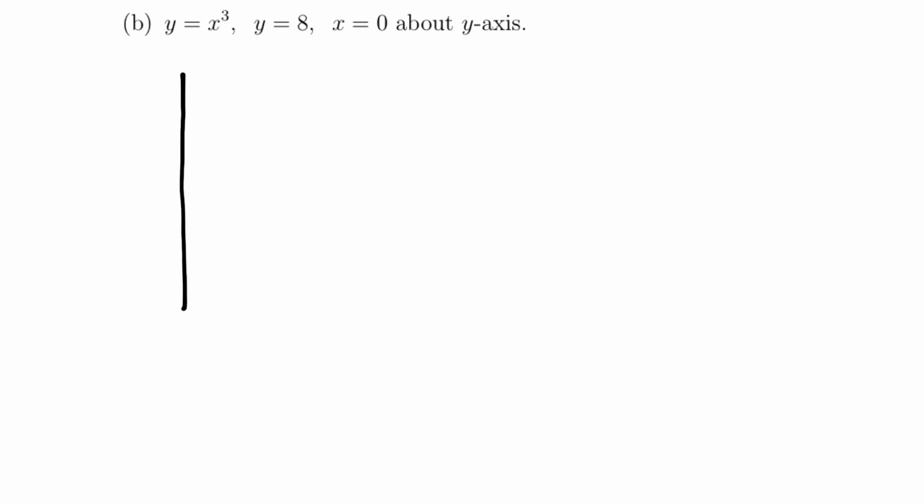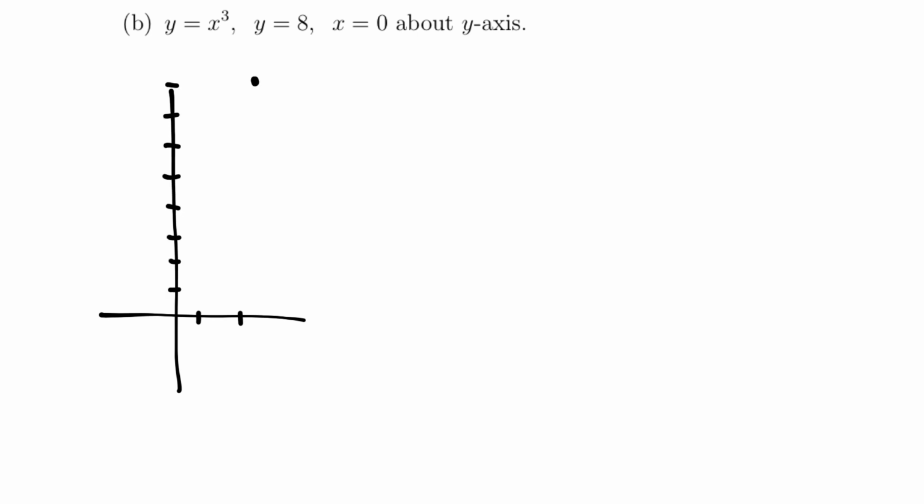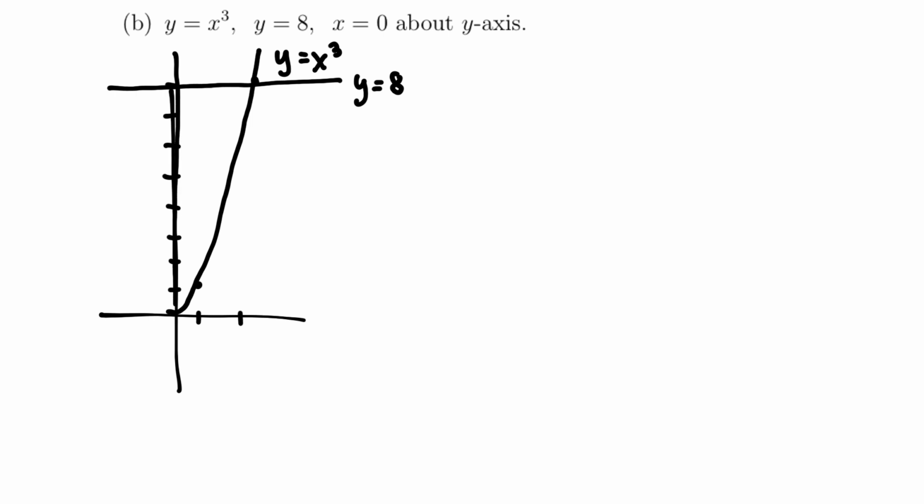So we're going to go y equals x cubed. 2, 3, 4, 5, 6. Nope, wrong. Let's try this again. Make it bigger. 1, 2, 3, 4, 5, 6, 7, 8. 2 goes to 8, 1 goes to 1. y equals x cubed does this. And y equals 8 does this. And x equals 0 does this. And so it's this part in here.